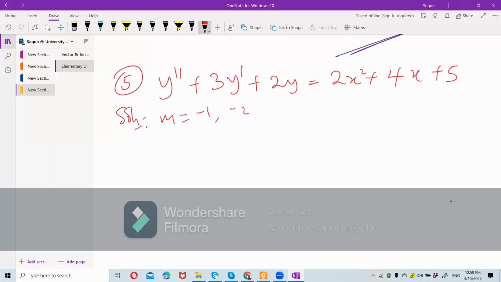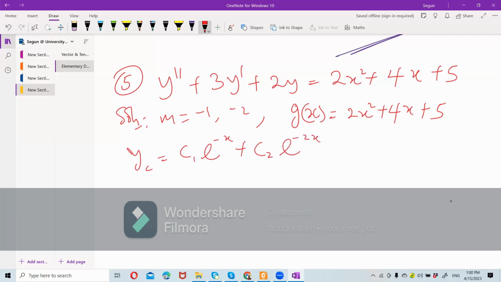I just decided to use this one because we are going to get the same M. They can change it for you, but for consistency, so that we can understand what I'm doing, I don't want to be doing the method to get your M. So now let's solve this one. Our G of X equals 2x squared plus 4x plus 5. Our YC equals C1 exponential minus x plus C2 exponential minus 2x.